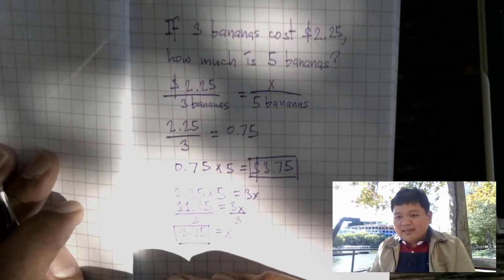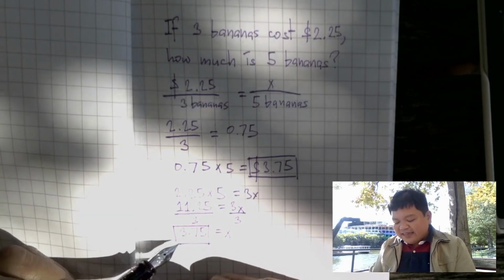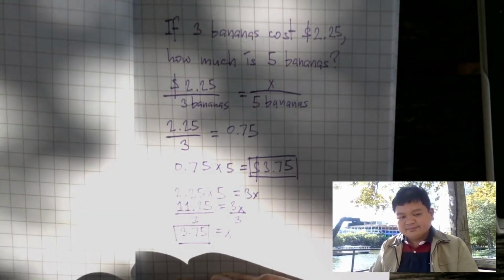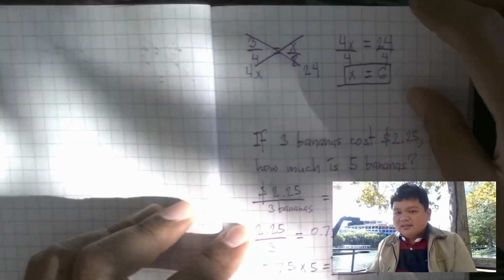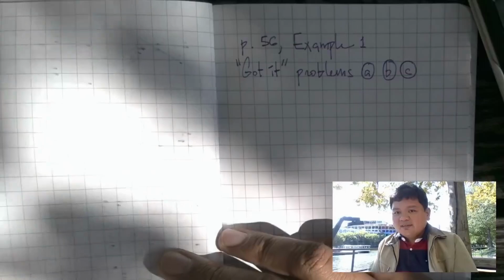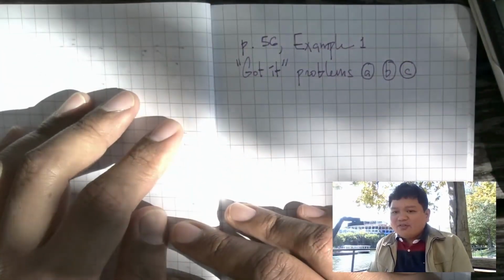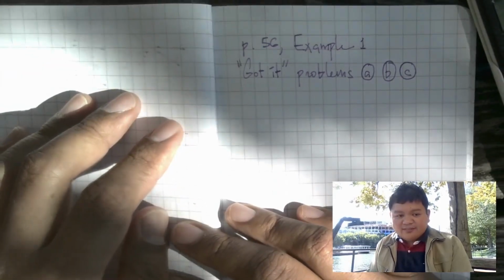The solution is $3.75, which means that 5 bananas would cost $3.75. Now it's your turn. Read example 1 on page 56 and try problems A, B, and C on the bottom of the page.